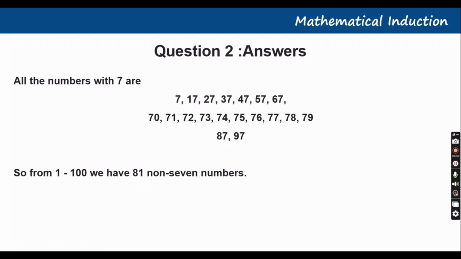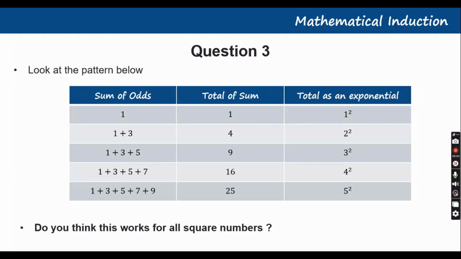I remember. Okay, cool. Then we went to the third question, saying that we have a sum of odd numbers, and if we add them, it's equal to the number of odd numbers that we added to the power 2. So since we have 1, it's equal to the number of odd numbers that we have here, which is 1 to the power 2. Same thing here, 1 plus 3 is equal to 4, which is equal to the number of odd numbers that we added, which is 2 to the power 2. And we go all the way there.